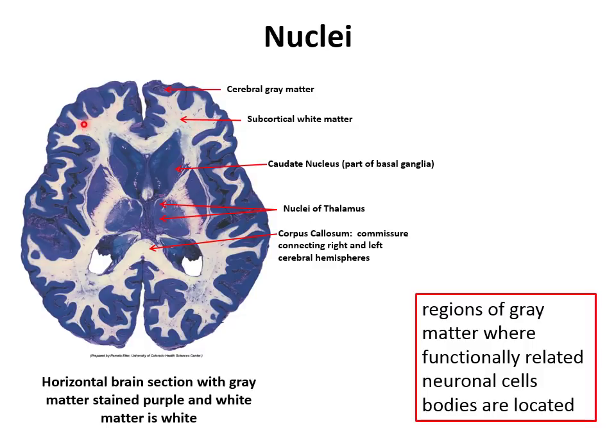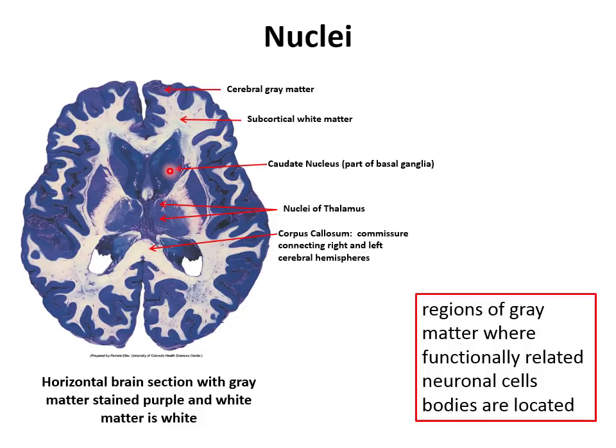If we look at a horizontal section of the brain, stained so that gray matter is purple and white matter is white, we can see the cortical ribbon, which is about 4 or 5 millimeters in thickness, the subcortical white matter, but then we see a variety of structures deep in the brain referred to as nuclei.